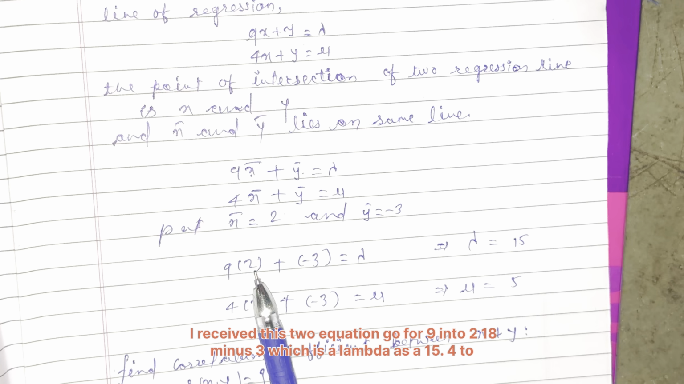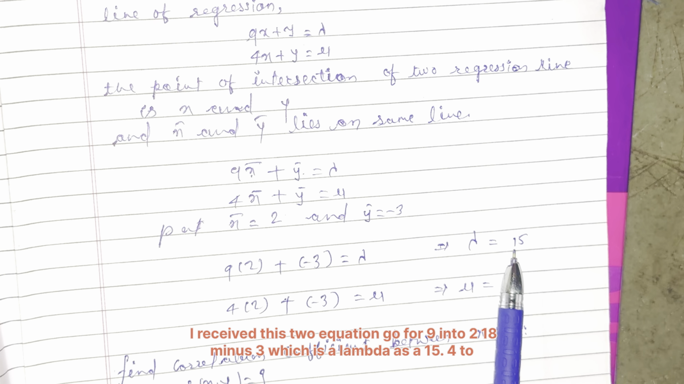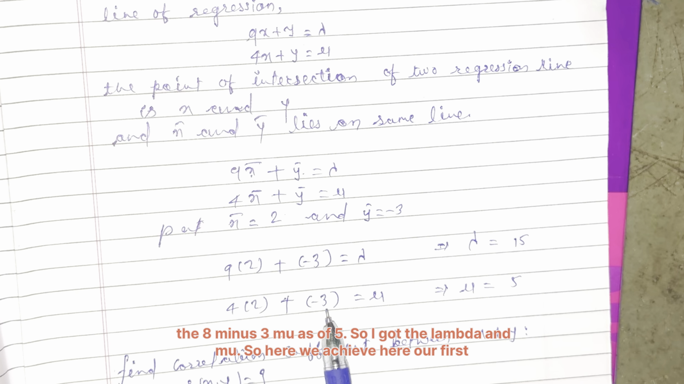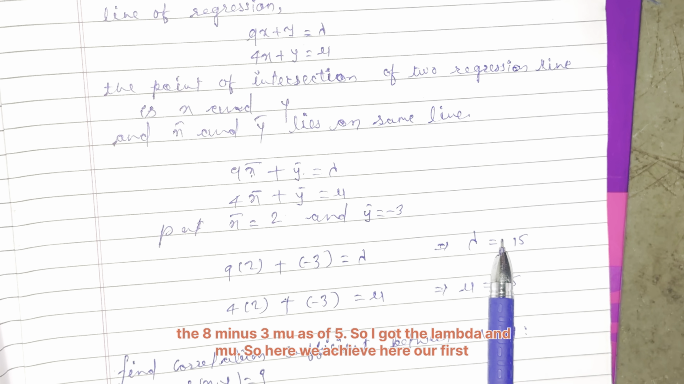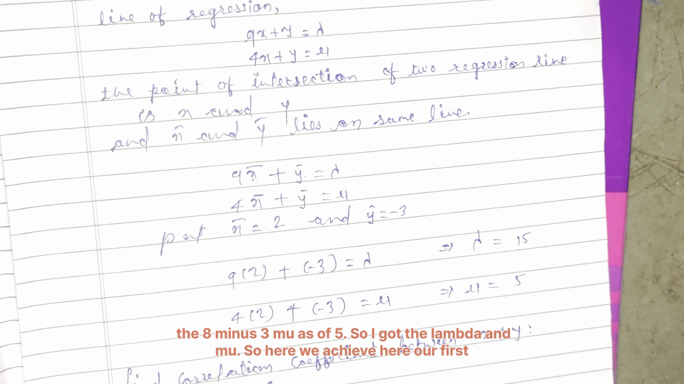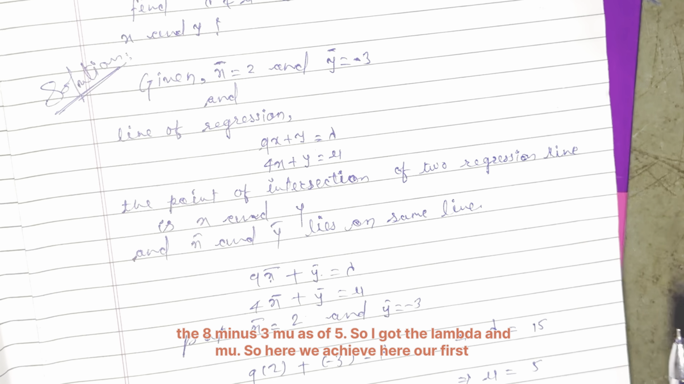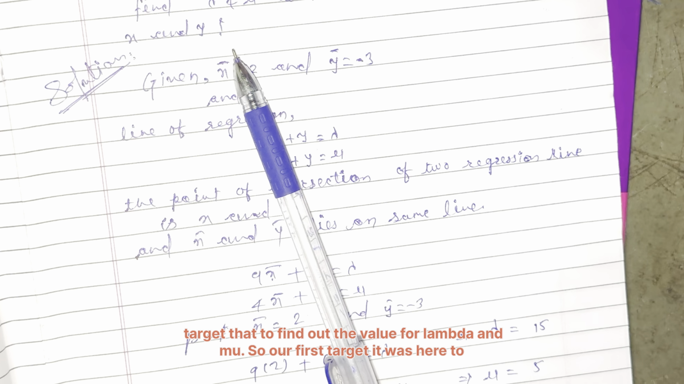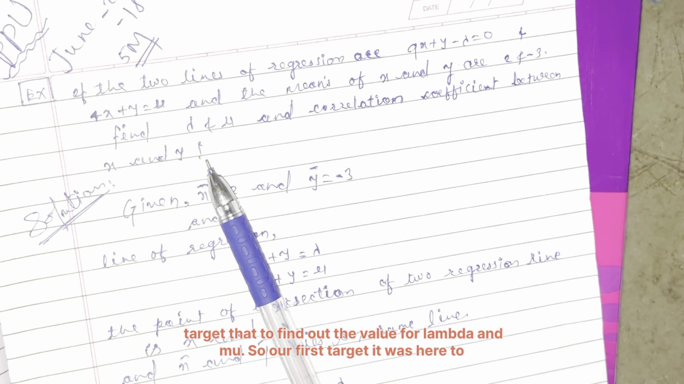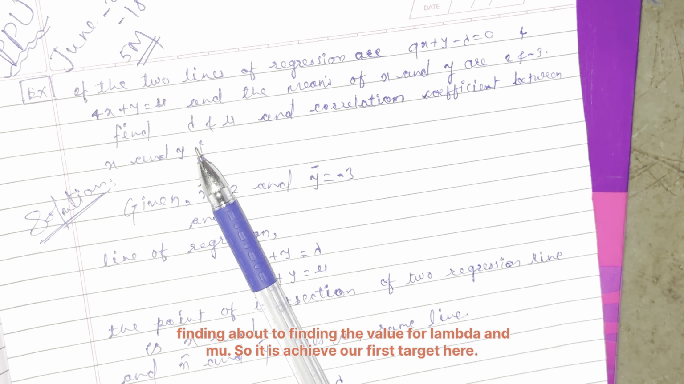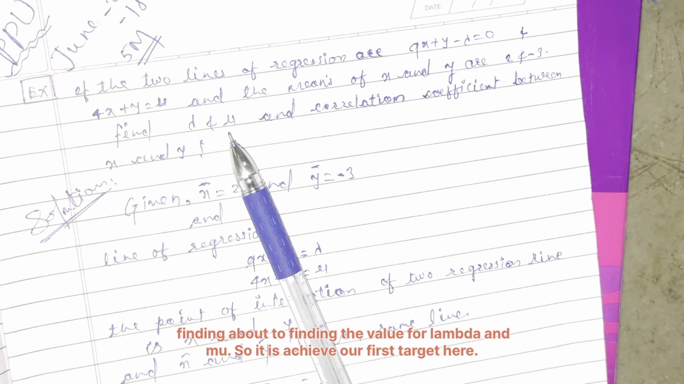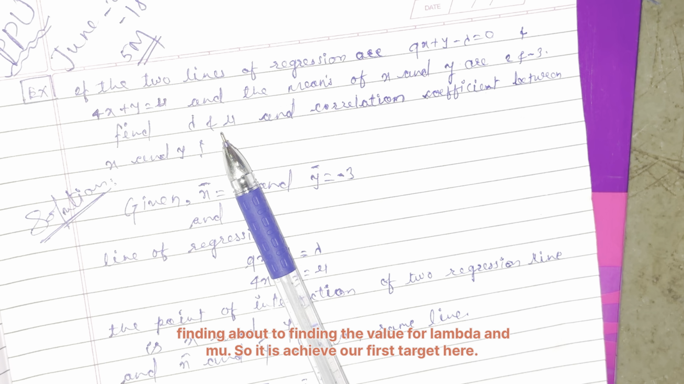Go for 9 into 2, 18 minus 3, which gives lambda as 15. 4 into 2, 8 minus 3, gives mu as 5. So I got lambda and mu. Here we achieve our first target, that is to find the value for lambda and mu.